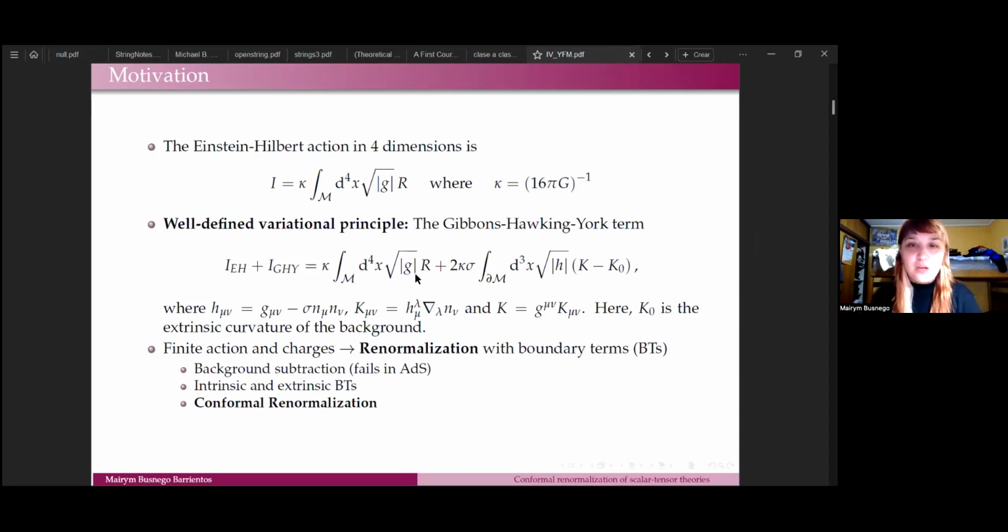As we have this action, we want to calculate the finite Euclidean on-shell action and finite charges. In order to do that, we renormalize these quantities. With renormalization, we mean the cancellation of the divergence. Often we use renormalization with boundary terms, which includes background subtraction, as I was saying. This method we usually use in flat spaces, but it fails in AdS. We can also do this renormalization procedure with intrinsic and extrinsic boundary terms, but as I will show you later, these also have problems. So we end up with conformal renormalization. That is the method that I will try to explain in this talk.